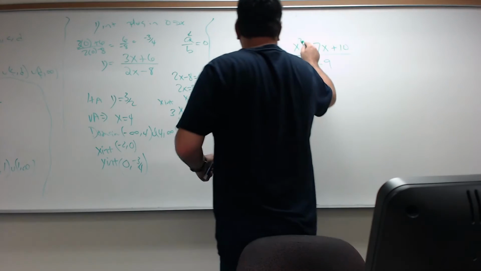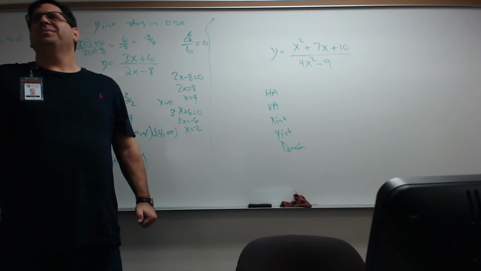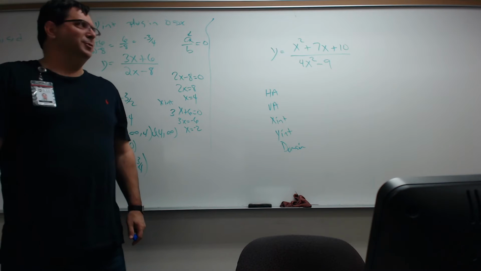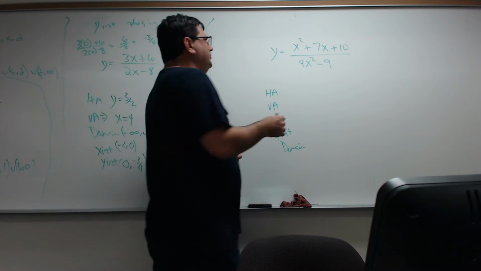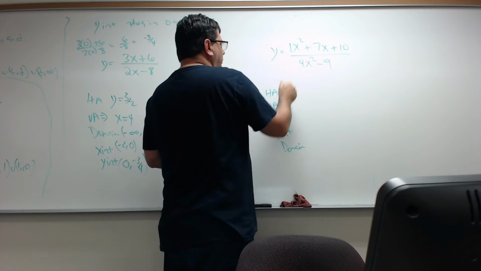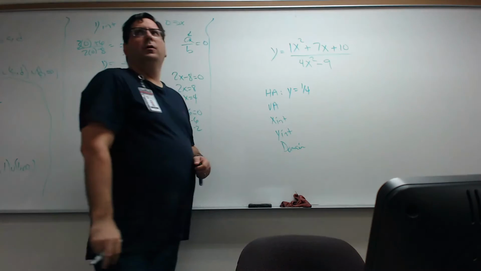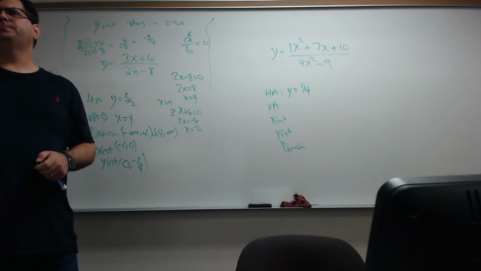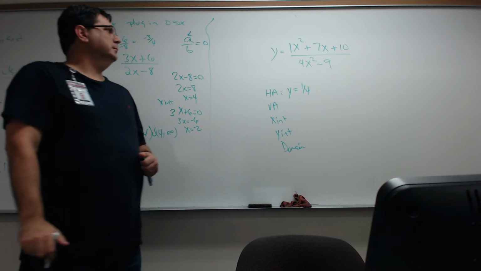Okay, so the coefficients of the, what did you say? The degrees are equal, so it's just the coefficients. I love that response. Degrees are equal, it's just the coefficients. So it's 1/4, so the horizontal asymptote is y equals 1/4. What's the vertical asymptote? I got x is 3/2.